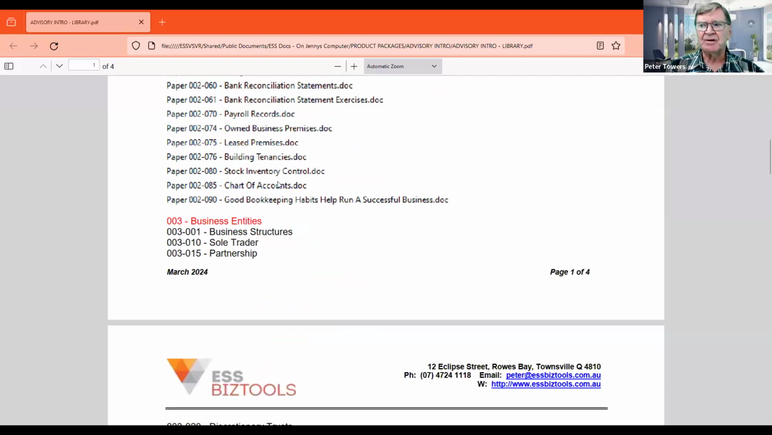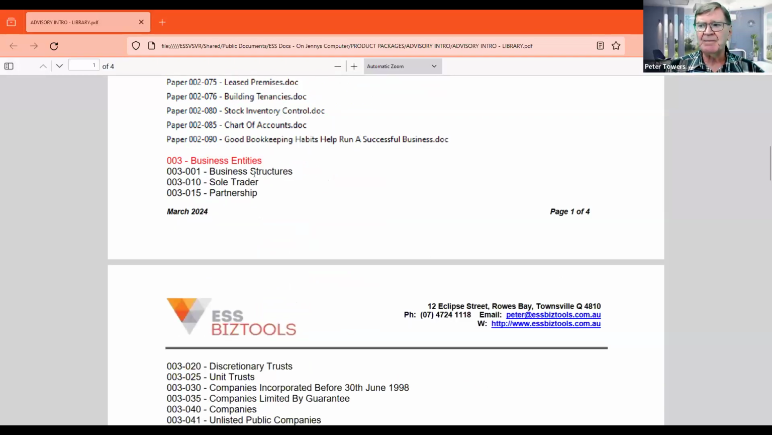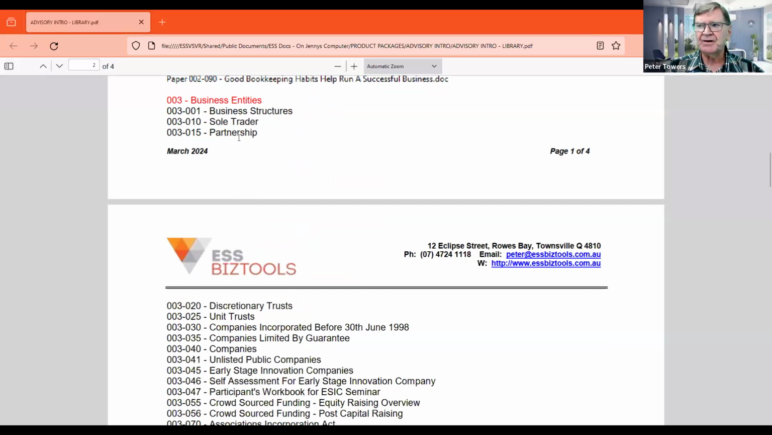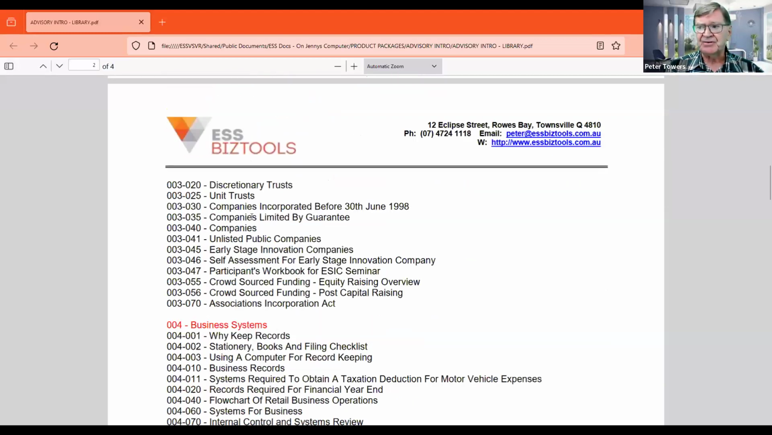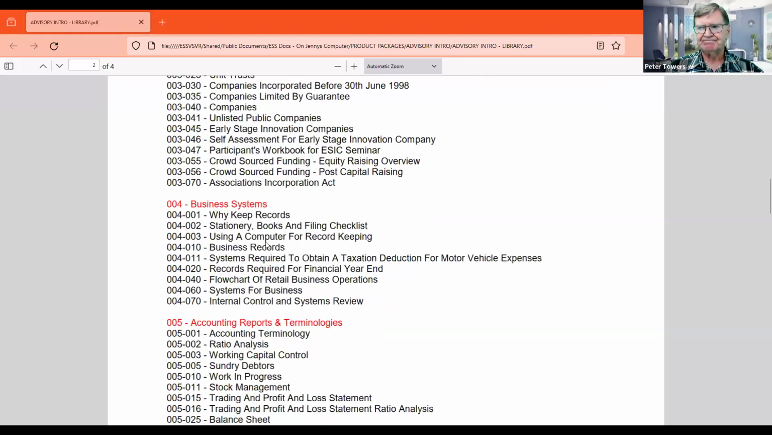But we also have an article on chart of accounts and good bookkeeping habits. We talk about business entities. Give your client a summary of what's involved with a sole trader or a partnership, a discretionary trust, unit trusts, companies, various types of companies, and the early stage innovation company. So you've got access to all that, so you can immediately make those articles available to a client. You can charge for them if you wish. That's your decision. You don't owe ESS BIZTOOLS any more money.